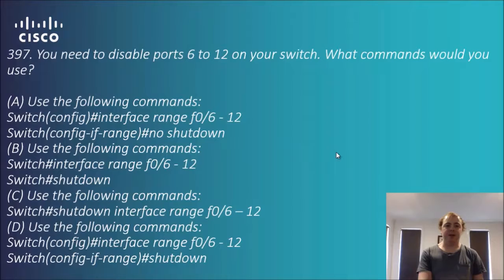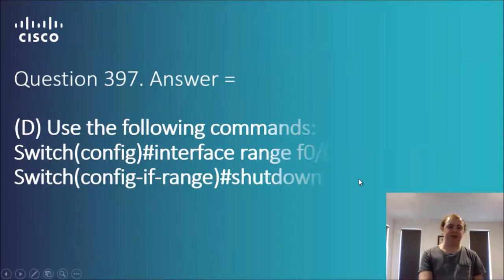You need to disable ports 6 to 12 on your switch. What commands would you use? So we've got a little bit of history to show us there what to do. So we're in the wrong mode here. Nearly there. So it's out of A and D. So we need to disable ports. So shutdown, yep. No shutdown would enable those ports. We want to disable ports, so that gives us D as the answer again, a few Ds.